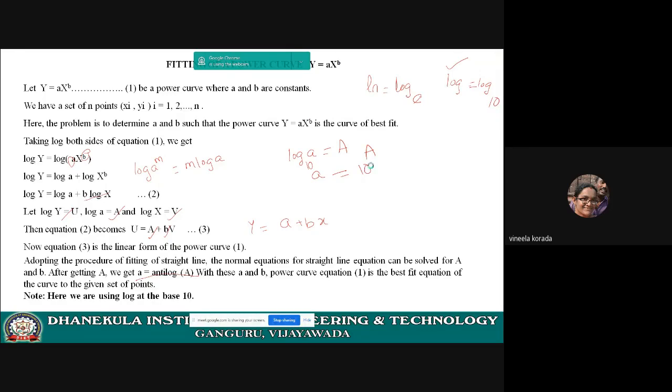Okay. So now let us see a problem. Fit a power curve y is equal to a x power b for the following data. What is the data here? X values 6, 2, 10, 5 and 8. Y values 9, 11, 12, 8 and 7. Is it clear? Write down in your notebooks. X values are 6, 2, 10, 5 and 8. Y values are 9, 11, 12, 8 and 7.